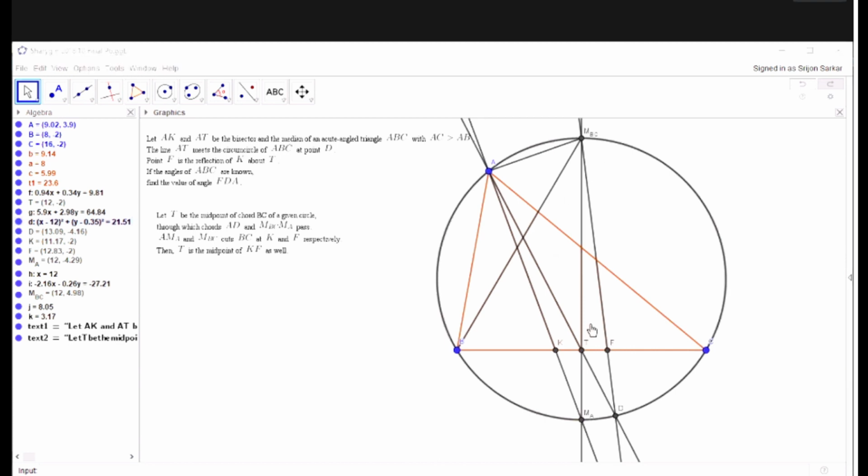Note it, we are given that T is the midpoint of KF and also T is the midpoint of BC. It's given in the question. You can say it's a restated version of the butterfly theorem. T is the midpoint of KF and the midpoint of BC as well. Then A, T, D are collinear, and I have marked these points.